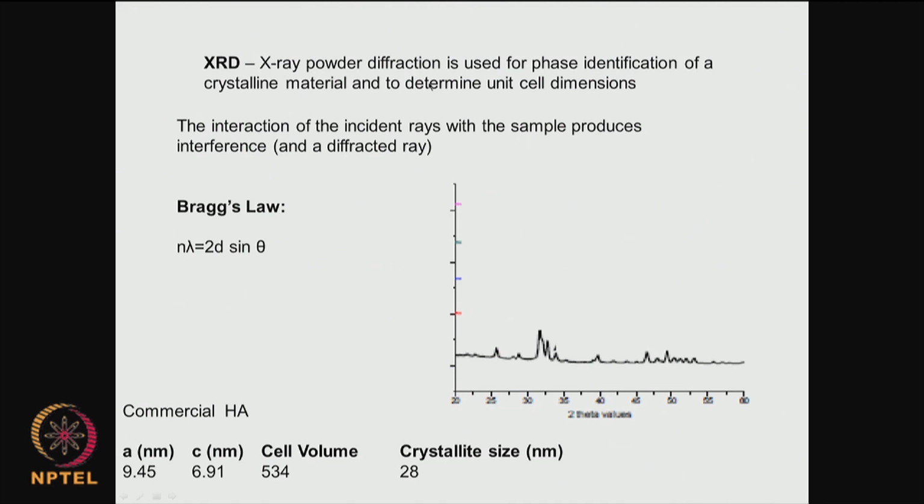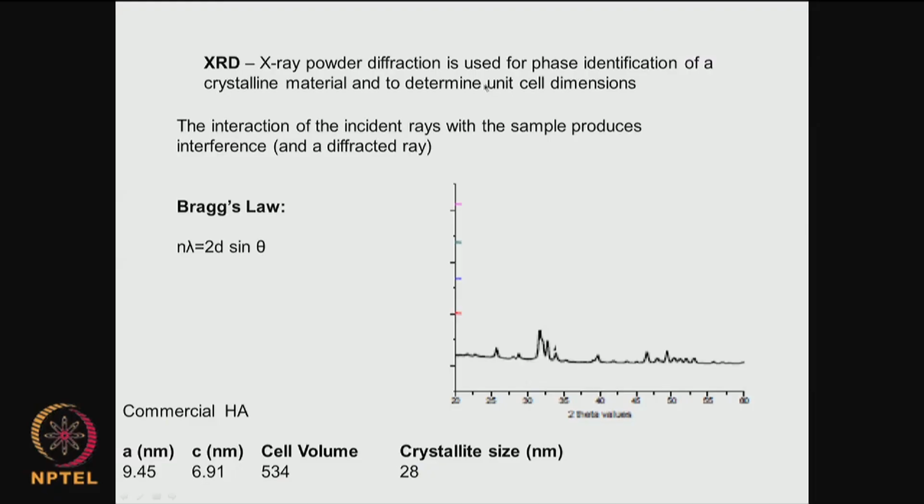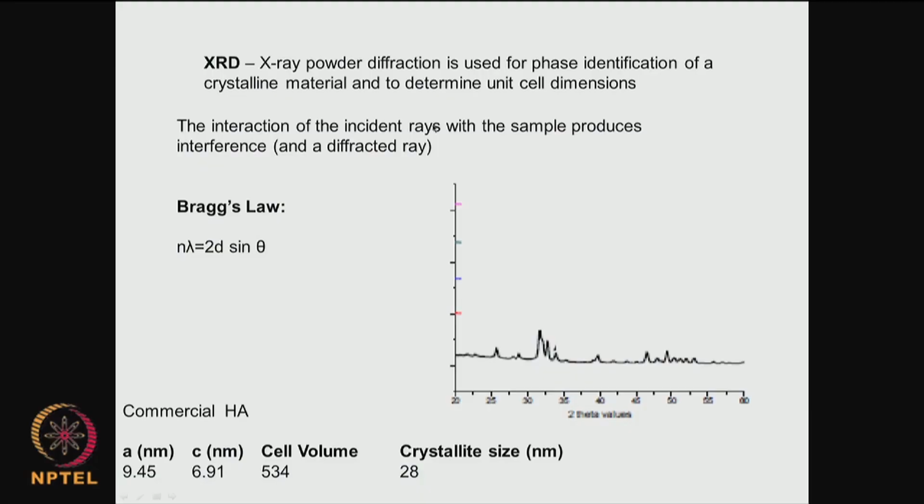For example, amorphous material degrades faster when compared to crystalline material. So crystallinity has a very important bearing, number one. Number two, when you are adding some other metals into an existing crystalline system, the crystallinity changes, so we can monitor those factors. We can also get the dimensions of the crystal, that is called unit cell dimension. All these could be obtained from X-ray powder diffraction, which is quite an important bulk property. The interaction of the incident rays with the sample produces an interference, that is the diffracted ray is observed, and the various crystalline phases are seen in that diffracted ray.